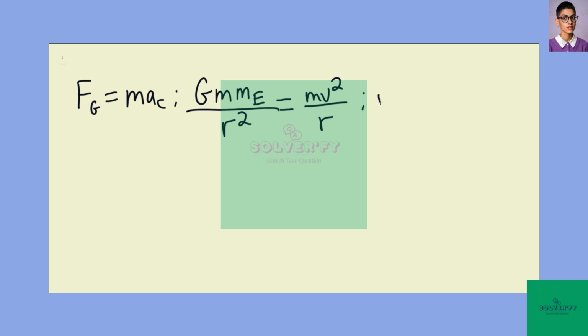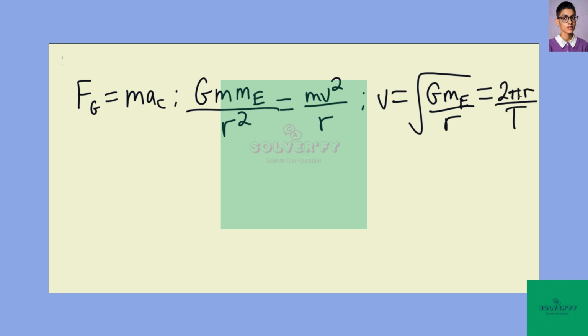And so we can say that the velocity is going to be equal to the square root of G times the mass of the Earth divided by r. And this would be for the satellite. Now, we know that by definition, this will equal 2 pi r over the period T, and this is for any object under a uniform circular motion.